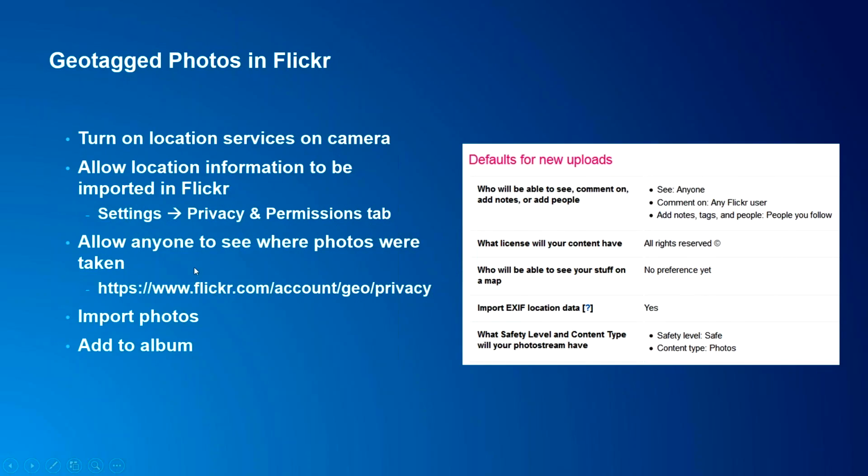Then there's one other setting that you need to open up in order for Esri's map tour technology to be able to access those photos and the location information. So the URL for your account, it's just displayed here. You need to open up the setting to allow anyone, meaning third-party applications, to see where those photos were taken. And then you're ready to go. You can import your photos into Flickr and then add them to an album to make them easy to find once you're ready to create your map tour.